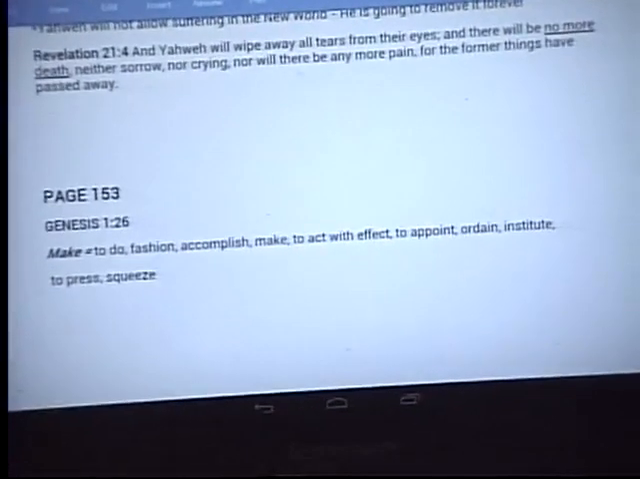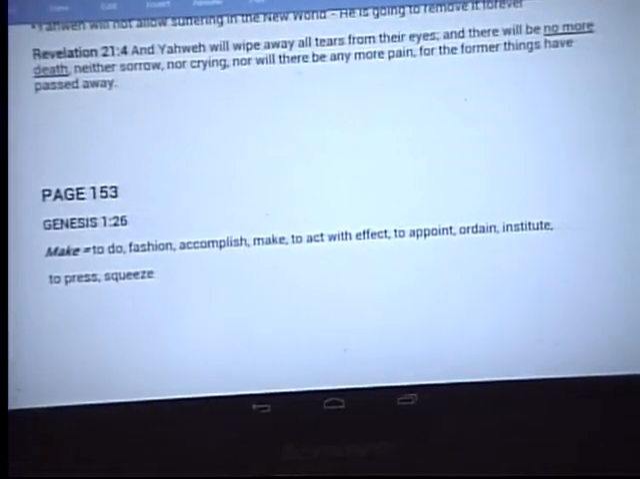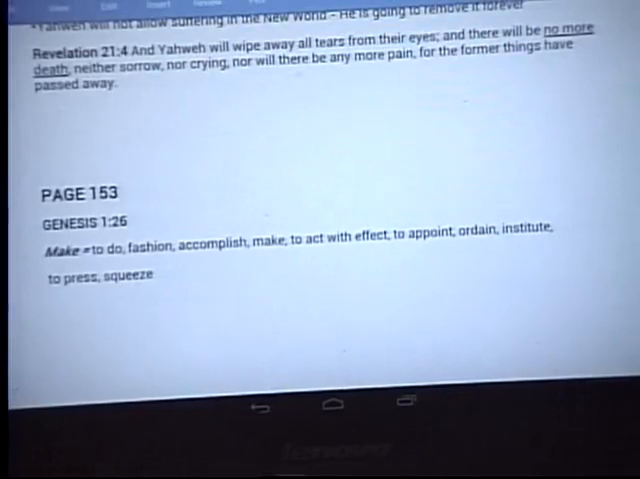He didn't make mankind to be like the gods. He made mankind to be in his image, like Yahweh himself. Okay? Now, if you remember, the word make, maybe you looked it up before. But Genesis 1:26, that word make, it means to do or to fashion. And that's what Yahweh has done. He's fashioned us in a certain way.